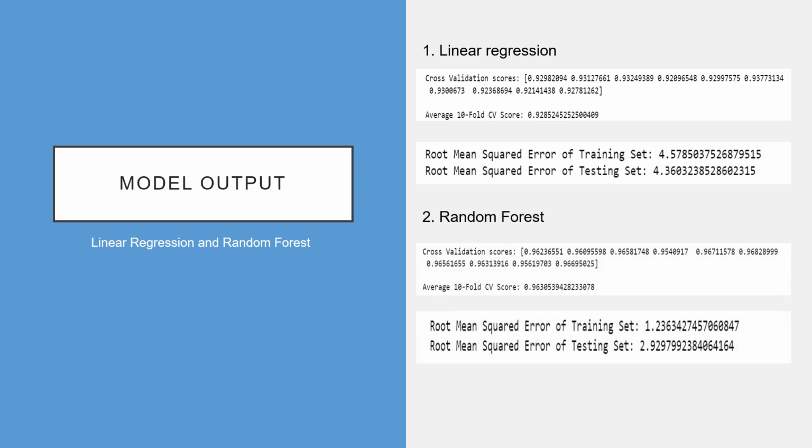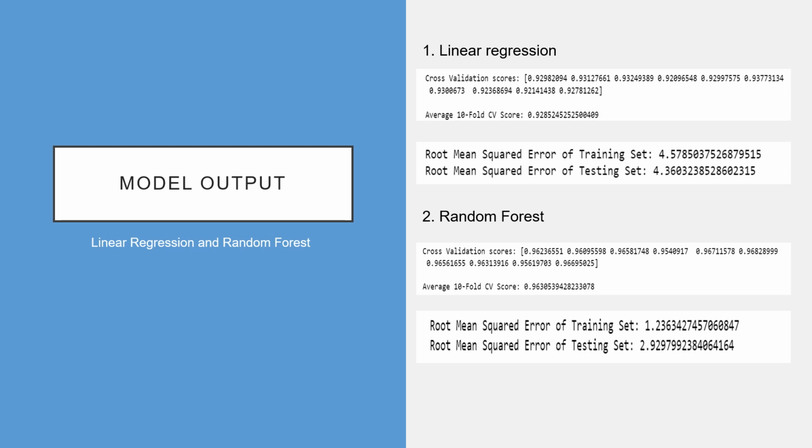Now looking at the same set of output from the random forest, we see the cross-validation scores have significantly improved from around 92 to 96. And the 10-fold cross-validation score is also around 96, which is again a significant improvement from our linear regression output. And then we have also compared the root mean square error, which for the training set is 1.2, which is way less than what we are getting from the linear regression. And for the test set, it is also decently good.